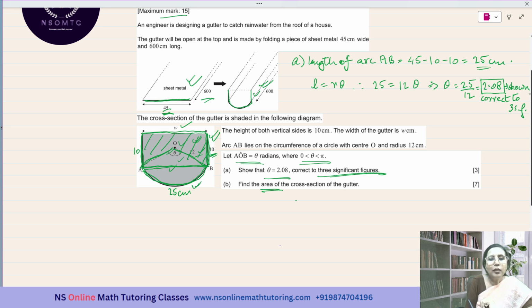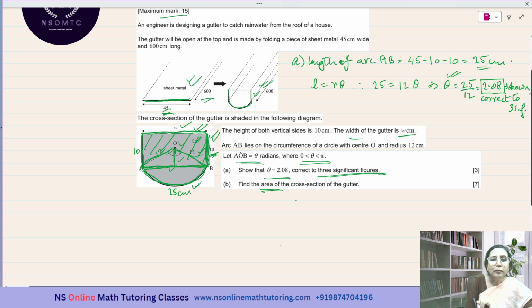So in order to get the area of this rectangle, we know one side is 10 centimeters, but the width of the gutter is W. So we do not know the value of W. We know the length of this side, it is 10 centimeters, but we do not know the width of the gutter, W. So the first thing that we have to do is get the value of W. So how to get the value of W? We have got the value of theta, and we know the radius, of course. This is 12, this is 12.